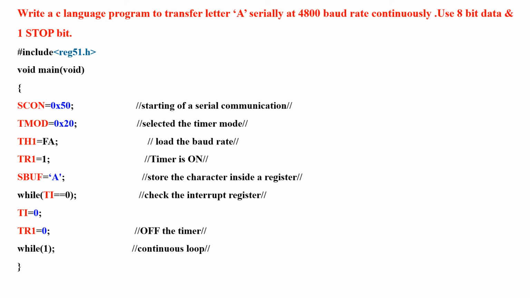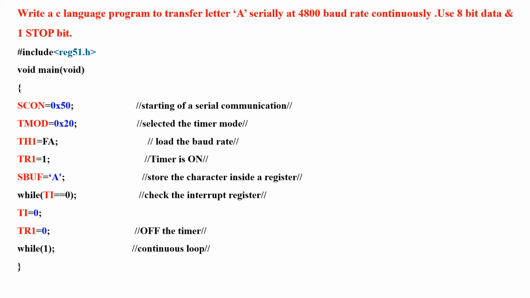Let's take one program in which character A is transferred serially at a baud rate of 4800 continuously. In this program we use 8-bit data and one stop bit. So #include <reg51.h> initializes the program. The void main(void) function shows the main function. Now the program starts.